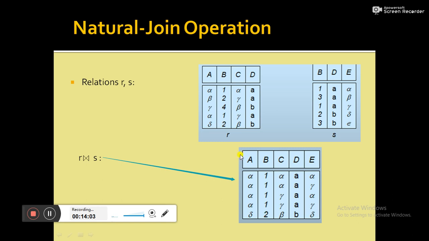This is the record. Last record delta 2 beta B. So common attribute is 2B. Here is 1A, not going to be selected. 3A is not selected. 1A is again a mismatch. 2B, this is matched. That means delta 2 beta B and delta, that is going to be selected. And the next record is 3B, which is not 2B, not going to be selected. So that is how the record is going to be populated.